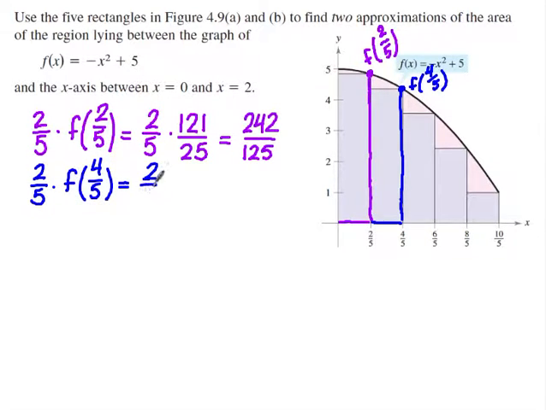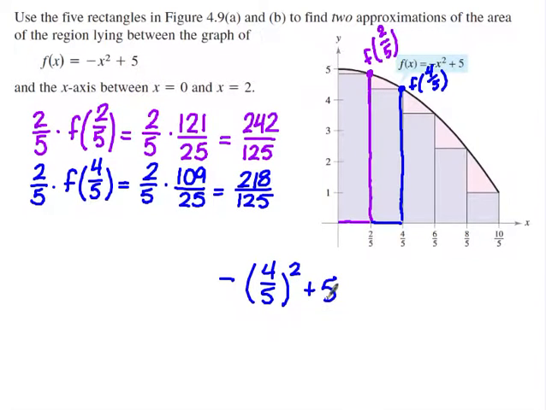So I've got 2/5 times, yep, 109 over 25, which is 218 over 125. Good. Now, for those of you that are wondering where the 109 over 25 came from, basically I'm doing negative 4/5 squared plus 5, because that's what the equation states.